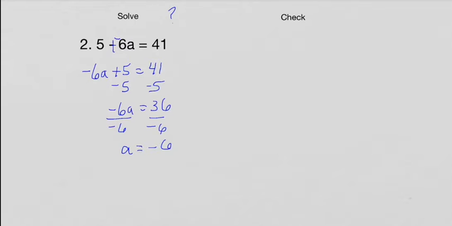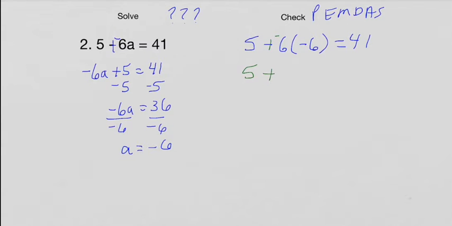All right, remember we used our algebra questions to solve, and now we're going to use PEMDAS to check. So we're going to do 5 minus 6 times negative 6 is equal to 41. You'll notice that we went back to the original equation. We're going to do keep, change, change. And now we're going to do 5 plus negative 6 times negative 6 is going to give us 36 is equal to 41. And 5 plus 36 is 41 is equal to 41, so we know that we are correct.